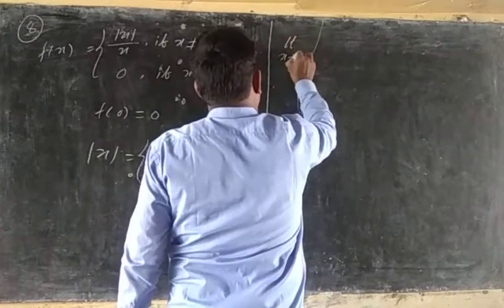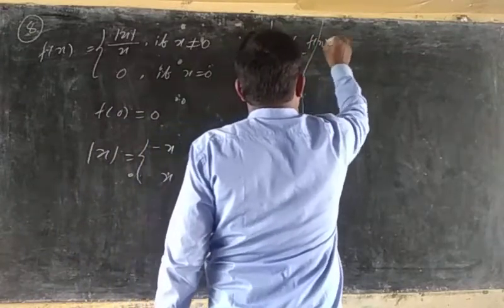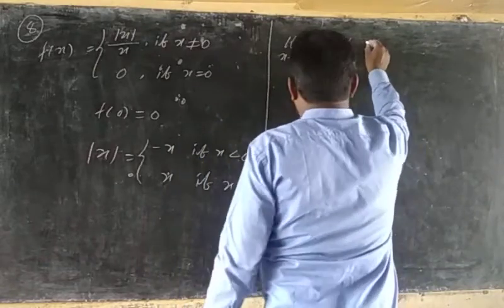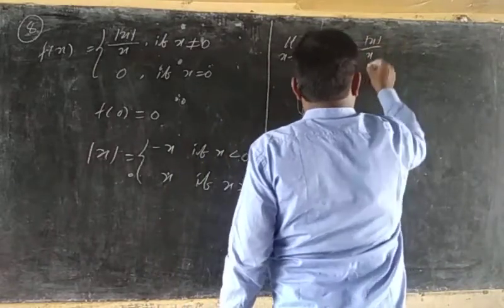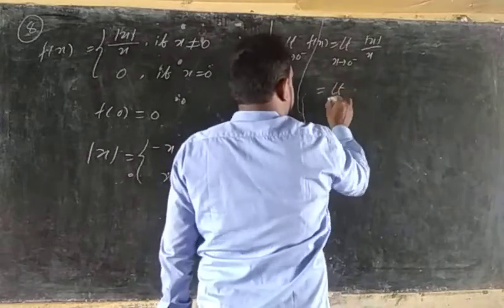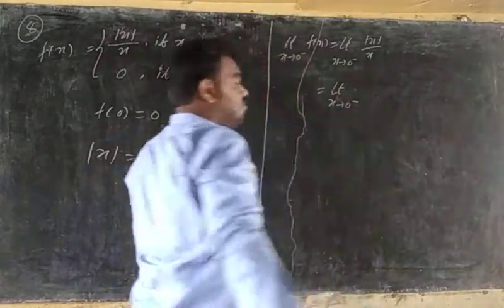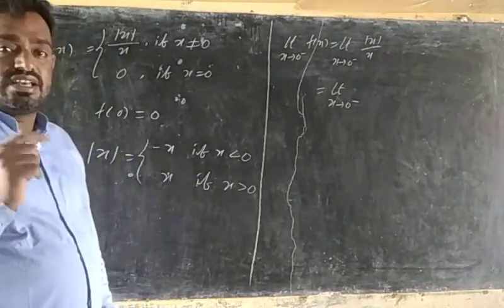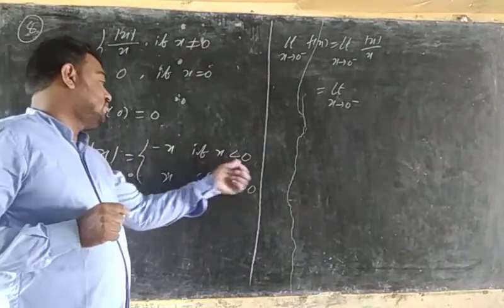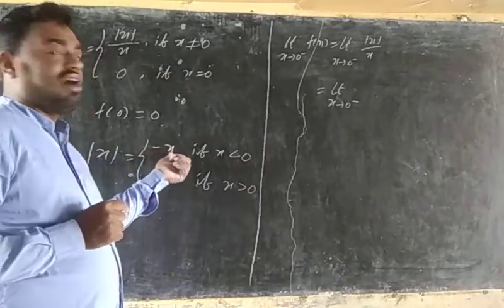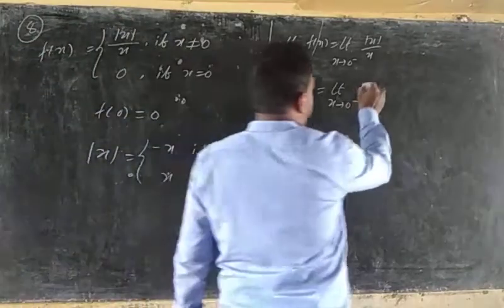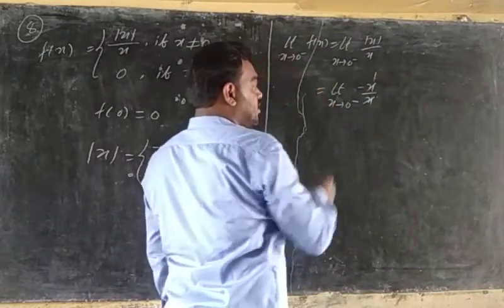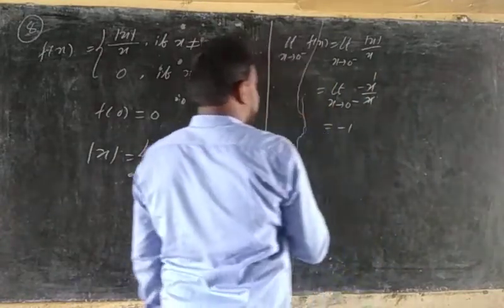Limit x tends to 0 minus of f of x. This is limit x tends to 0 minus of the function f of x, mod x by x. 0 minus means x greater than 0 or less than 0? It is less than 0. For x less than 0, mod x is equal to what? Minus x. So write here minus x by x. x gets cancelled, minus 1. So this is equal to minus 1.